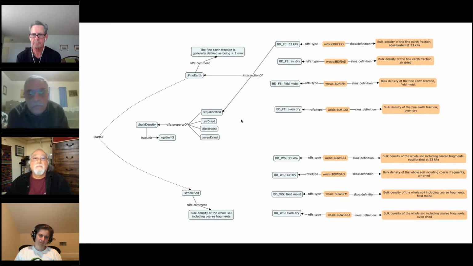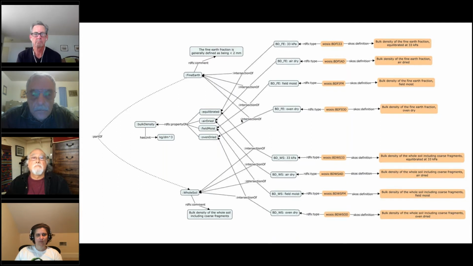I thought, well, it seems sort of obvious to me that the bulk density of the fine material would be either a union or intersection of the fine earth concept and the notion of it being equilibrated. Okay. Now, fair enough. I choose intersection at this point. Next slide, please. Then that's got to hold. That should hold for all of them. It should be consistent.